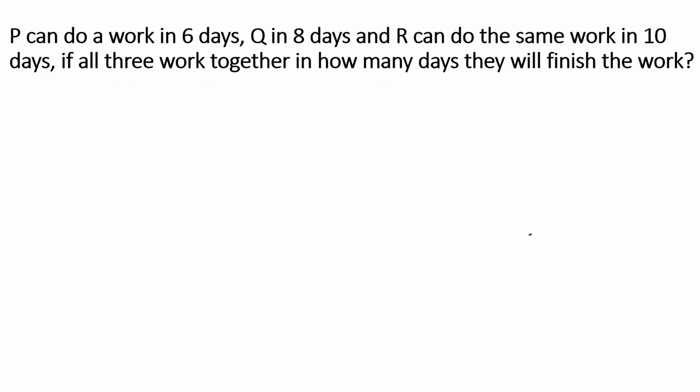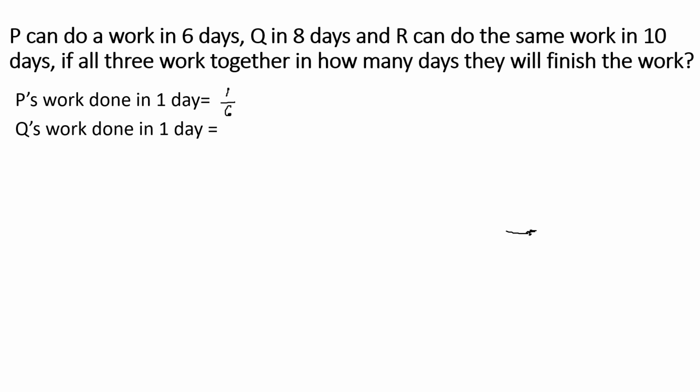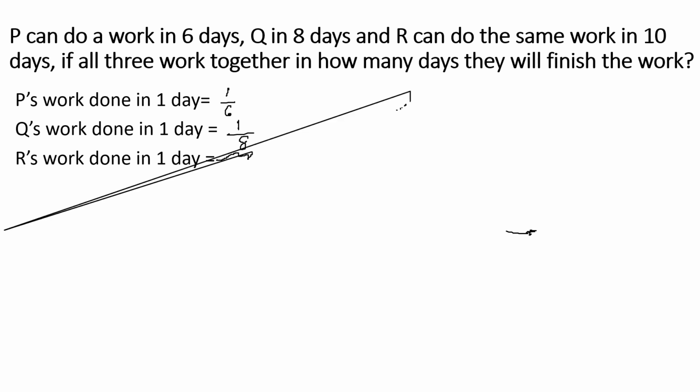Next question. P can do a work in 6 days, Q in 8 days, and R can do the same work in 10 days. If all three work together, in how many days will they finish the work? So here P's work done in 1 day, since P takes 6 days, will be 1 by 6. Q's work done in 1 day will be 1 by 8. R's work done in 1 day will be 1 divided by 10.